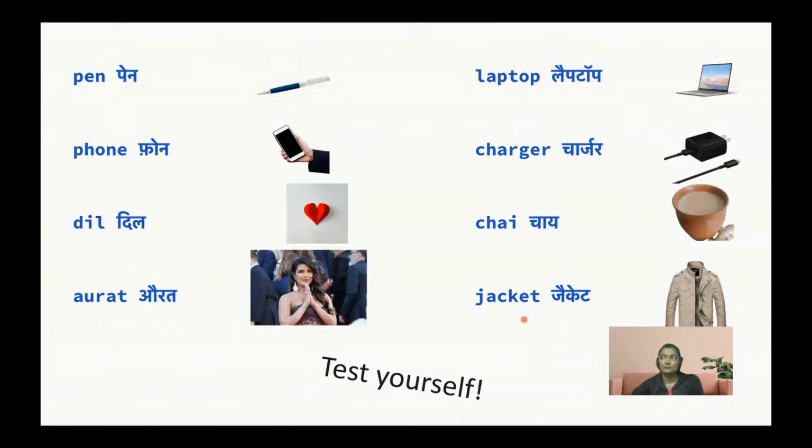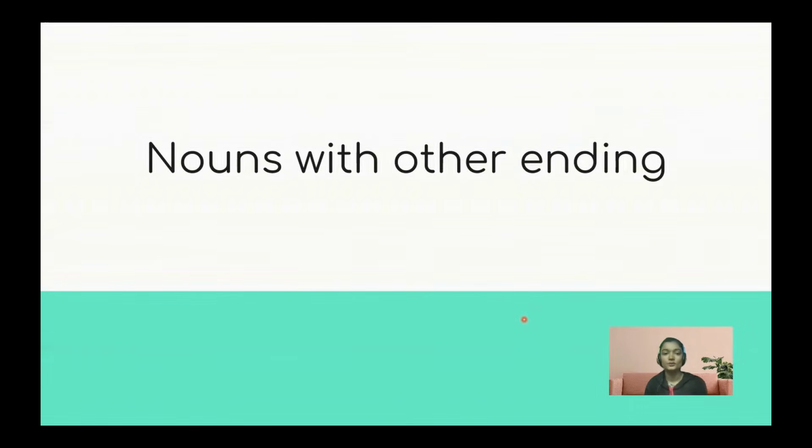Meri jacket, for example, hari. Hari for green, the color green. मेरी जैकेट हरी है. ये हरी जैकेट है. It's a green jacket.